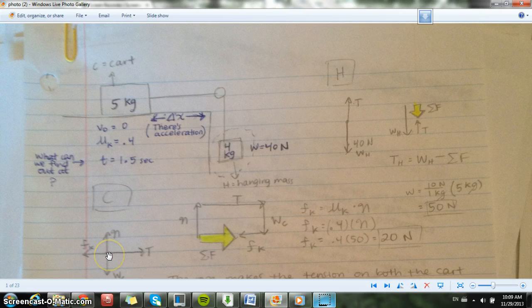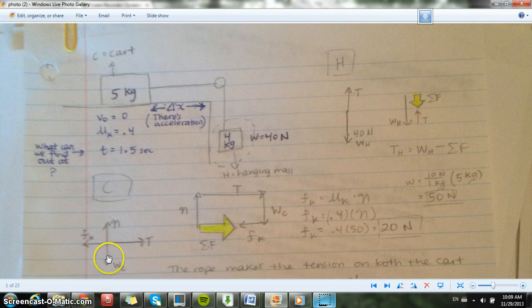Okay, so for the cart, we're going to have weight downward and normal force upward, but because it's not accelerating in the upward direction, these are just going to be equal. And we're going to have friction to the left and tension to the right. The tension vector is going to be longer because we know that the cart is accelerating to the right. The net force has to be greater than the friction, so we'll know that it's accelerating to the right, in the direction of the tension.